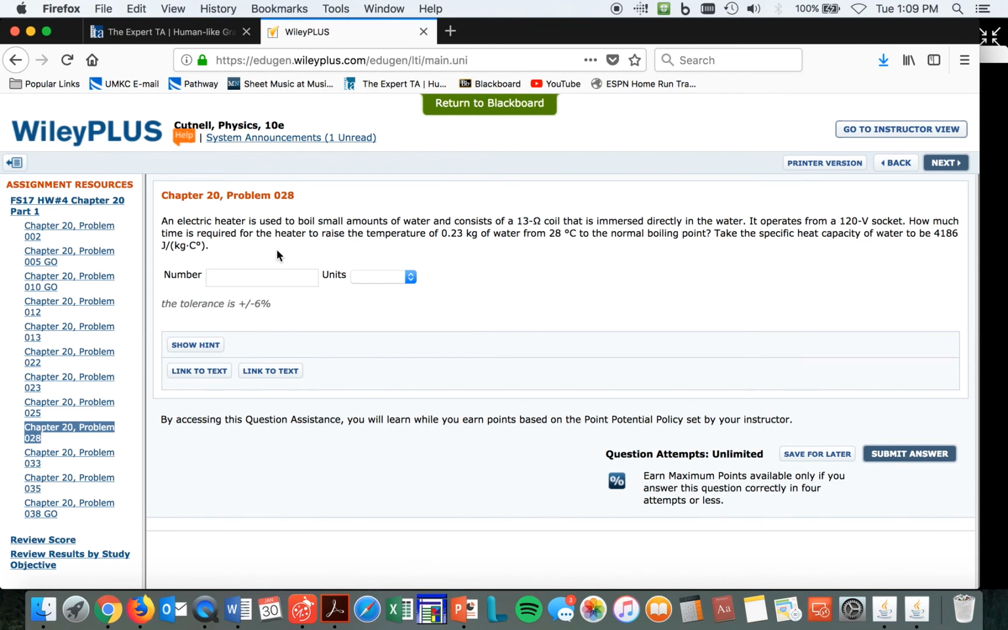But anyway, it operates at a 120-volt socket. How much time is required for the heater to raise the temperature of 0.23 kilograms of water from 28 degrees centigrade to the boiling point, which is 100? Take the specific heat of water.